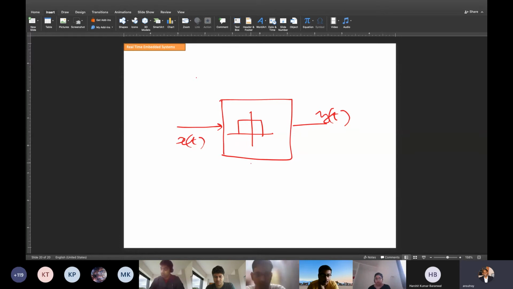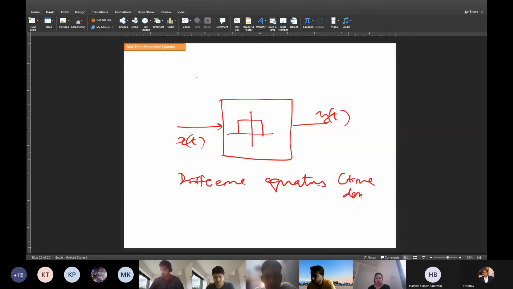You can also define a digital filter in the form of difference equations in time domain or discrete domain. You can also define it in frequency domain, like frequency response.